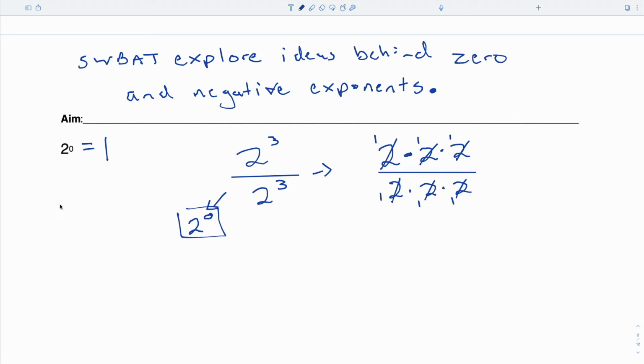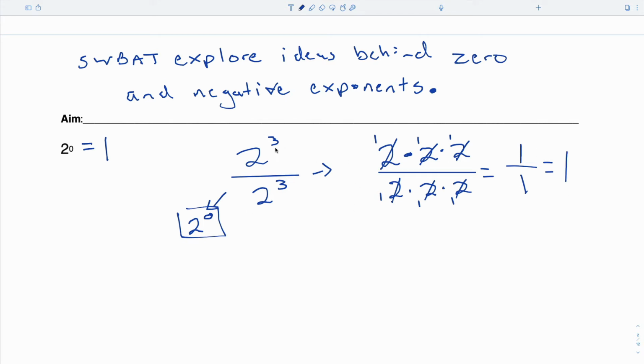You can cross cancel anything top and bottom of a fraction if it's the same, and it becomes a 1. That's your basic cross canceling method you learned as a 5th grader, maybe a 4th grader. So if you multiply across, you get 1 times 1 times 1 is 1. 1 over 1 is equal to 1. Sasha.